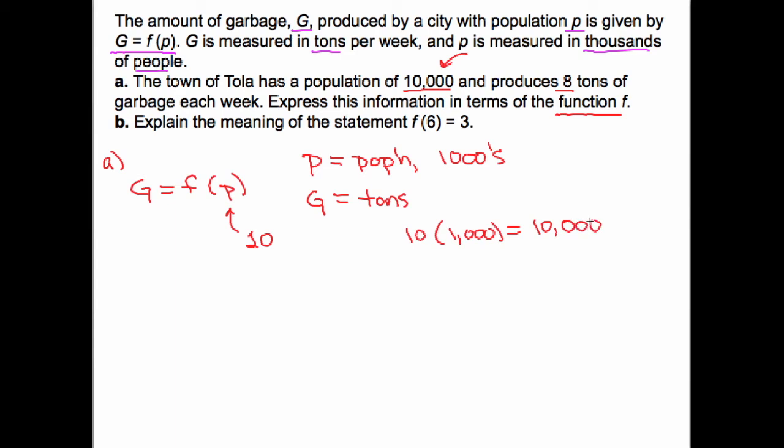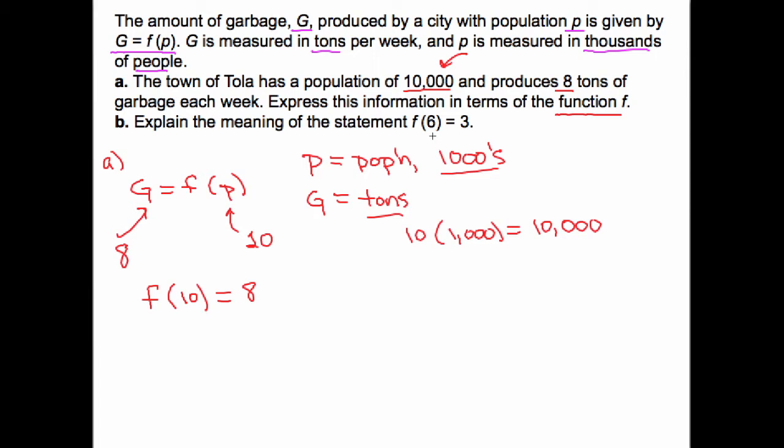And again, the population is measured in terms of thousands. This town produces 8 tons of garbage, and G again is measured in terms of tons. So we have F of 10 is equal to 8 as the function representation of this scenario.